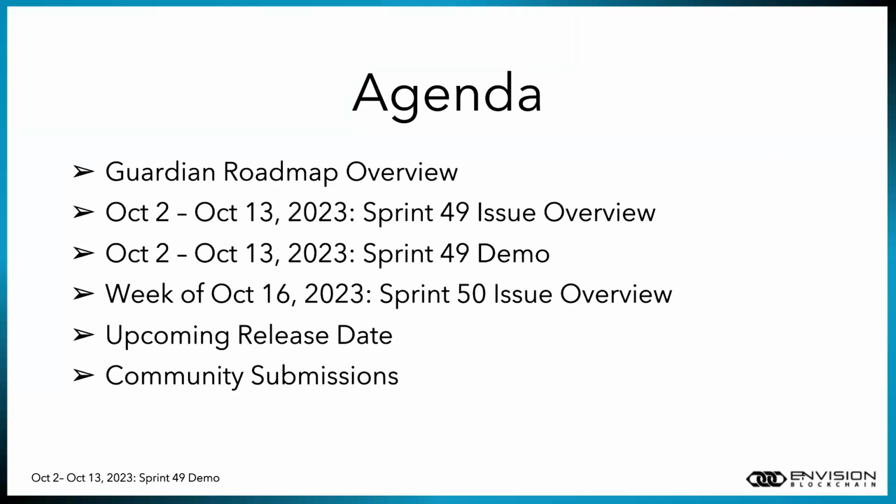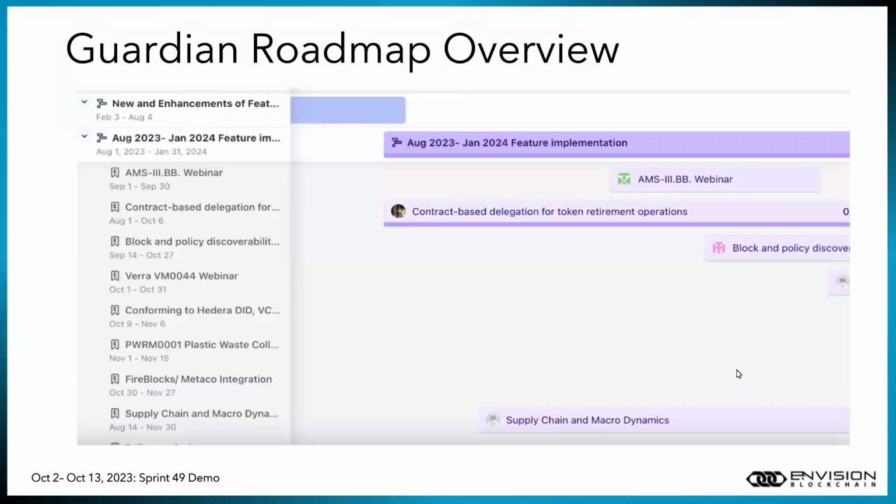Then we'll also be talking about the week of October 16, which is Sprint 50, and the issues that we'll be tackling in Sprint 50. We'll be talking about the upcoming releases. We'll also be giving you some of the ways that you can submit bugs or policy requests through various different channels. So just a quick overview of the Guardian roadmap.